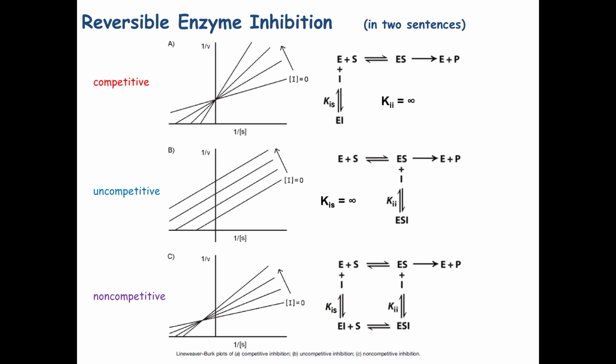Okay, let's briefly remind ourselves what these 3 look like. Competitive has a changing slope, constant y-intercept. Uncompetitive has a constant slope, changing y-intercept. And non-competitive at the bottom has a changing slope and changing y-intercept. Now, if you think about it, there is a 4th option. Let's run down those again. Very briefly, competitive at the top, changing slope, constant intercept. Uncompetitive, changing intercept, constant slope. Non-competitive, both are changing. There is a 4th option, and that's where both don't change.